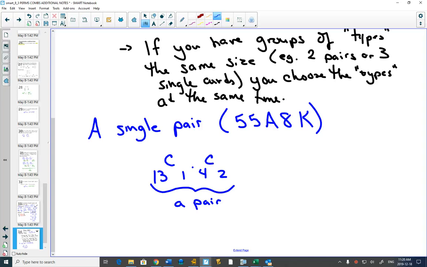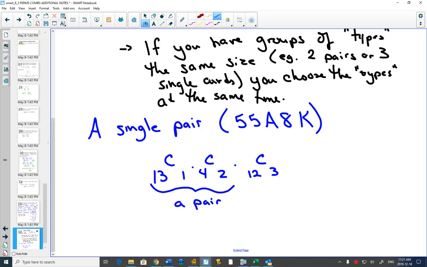Since the 3 single cards are the same size, they're each single cards, when I go to choose which numbers I'm going to have, or which kind I'm going to have, I need to choose that at the same time. Can you see that I can't pick a 5 now because 5s have been taken out? So for my 3 single cards, I now have 12 kinds left, and I'm going to choose 3 of them.